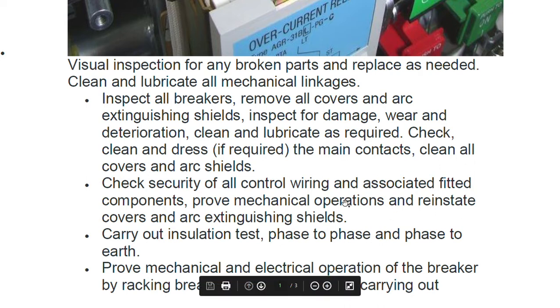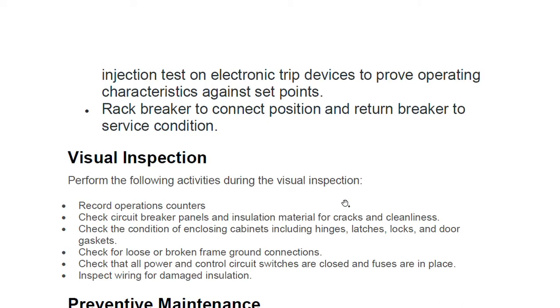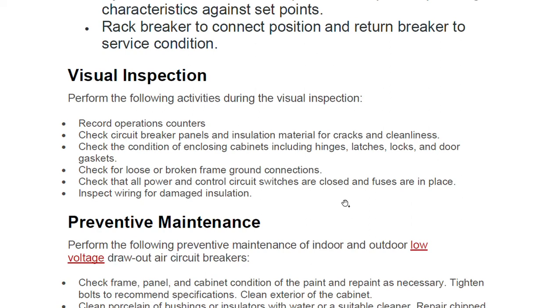Carry out insulation test. We carry out certain tests on ACB. Okay, phase to phase and phase to earth. That is the way that we are doing. Prove mechanical and electrical operation of the breaker by raking breaker to test position and carry out injection tests on electrical trip device to prove operating characteristic against set points. Rack breaker to connect position and return breaker to service condition. So okay, so these are the points that you are supposed to tell the surveyor.